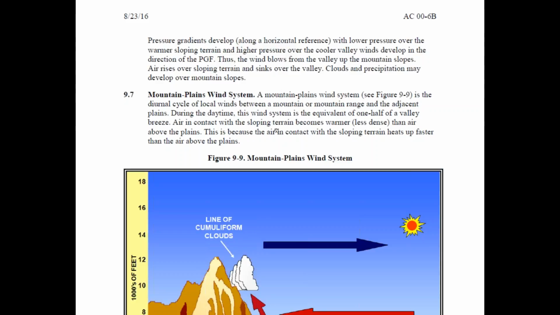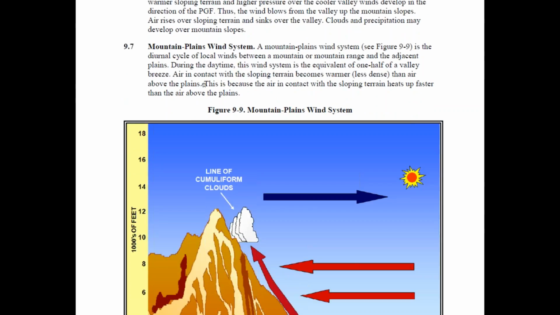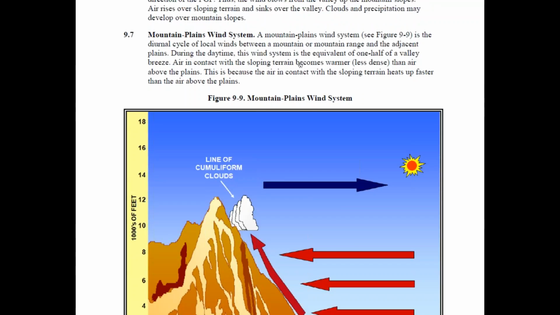Mountain plains wind system. A mountain plains wind system is the diurnal cycle of local winds between a mountain or mountain range and the adjacent plains. This is kind of Denver-ish right here. If you think of the Front Range out there, and then the winds coming off those mountains going out into the plains, like over the Denver airport. Sometimes you'll see really strong winds that cause Denver to have to land using the two runways that run east and west.